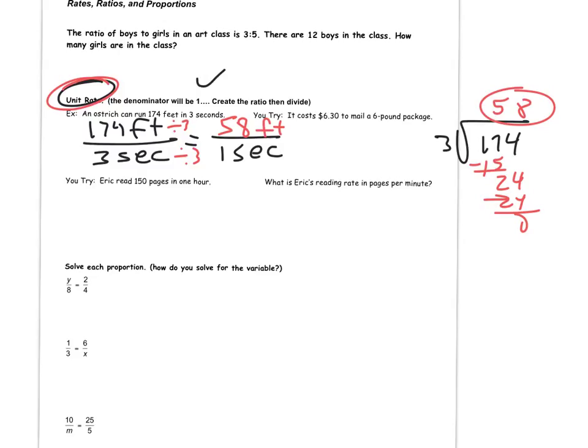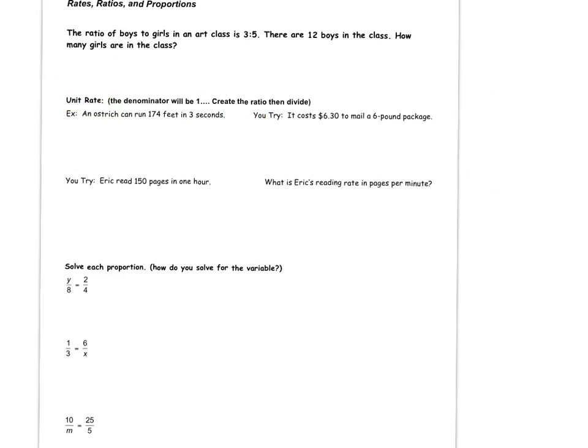I want you to try, so I'm going to go ahead and erase that now. Now, I want you to try this one: $6.30 to mail a 6-pound package. And I also want you to try Eric Reed's 150 pages in 1 hour. But remember, on this one, I want you to convert it to minutes. So I want to know, if he does 150 pages in 1 hour, how many pages is that per minute?